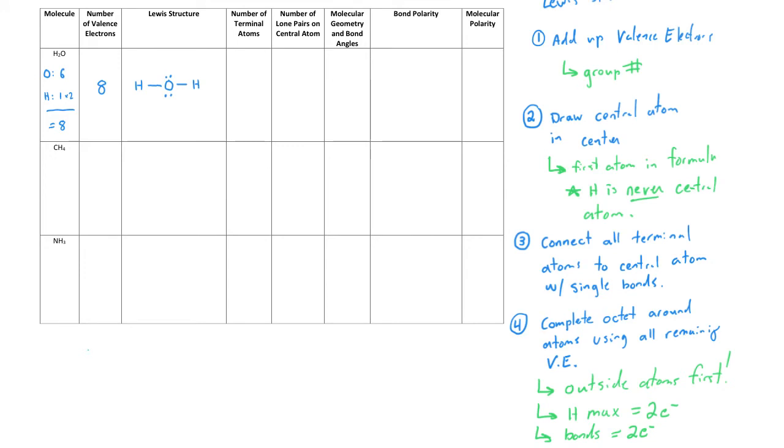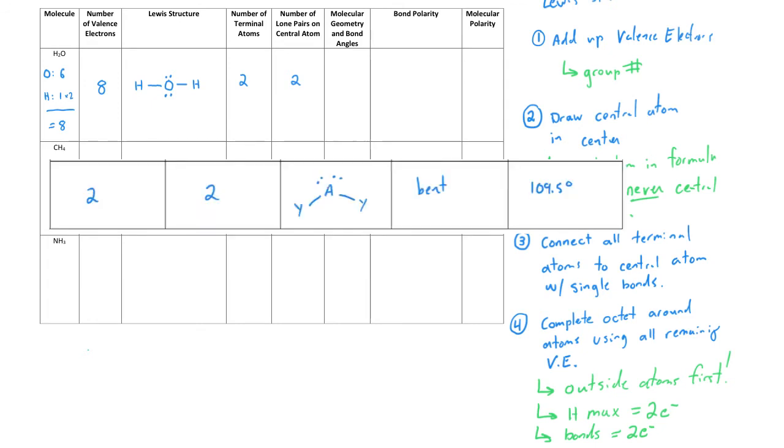So if we look at the structure we've drawn, we see that we have 2 terminal atoms, right? We have 2 hydrogens. Those are both terminal. And then we look at the central atom to count up the number of lone pairs, and we see we have 2 there as well. So we have the 2, 2, and if you look at the table we made up on the last page, you'll see that predicts, by VSEPR theory, the bent geometry with 109.5 degree bond angles. This is called bent, and we're going to write that down in our table here.